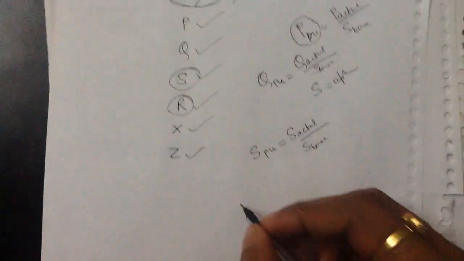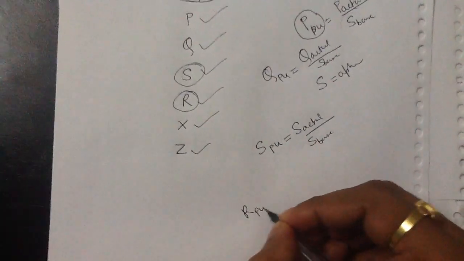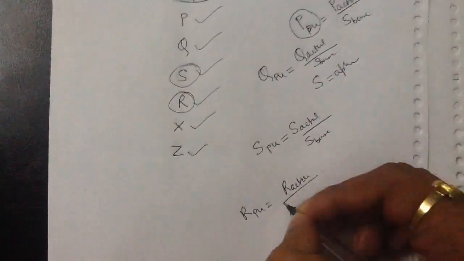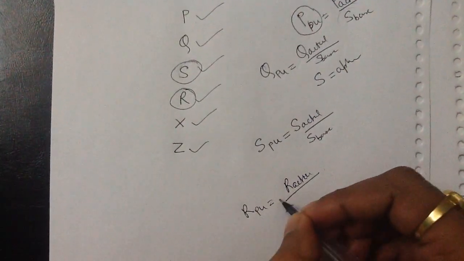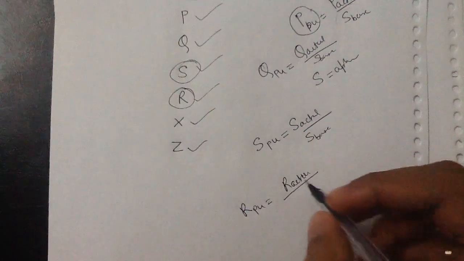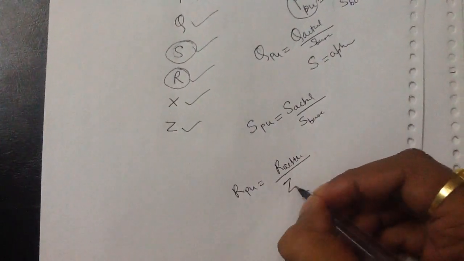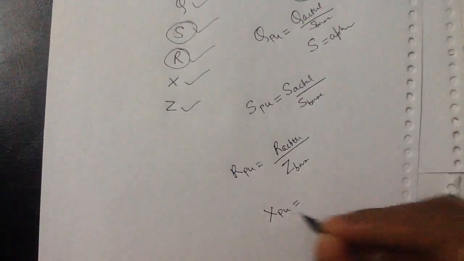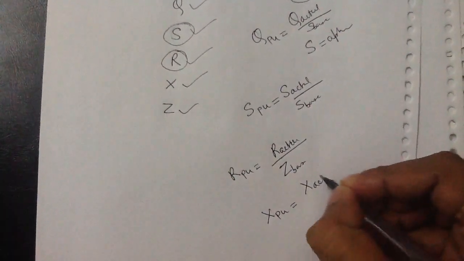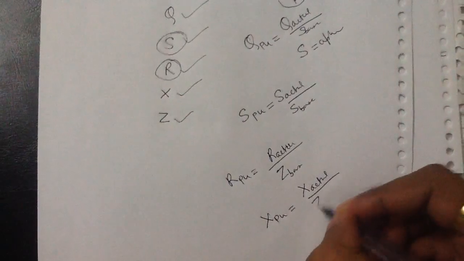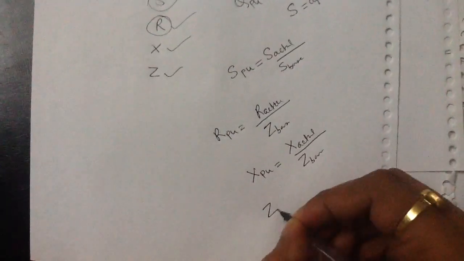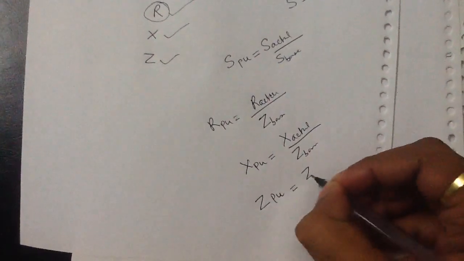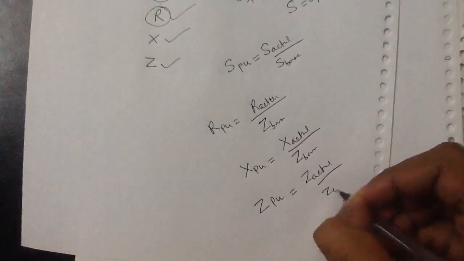See, if you want to write the resistance in per unit, the per unit value of the resistance will be equal to the actual value of the resistance divided by the base impedance. If you want to write the per unit value of the reactance, write the actual value of the reactance divided by the base impedance. If you want to write the per unit impedance, write the actual value of the impedance divided by the base impedance.